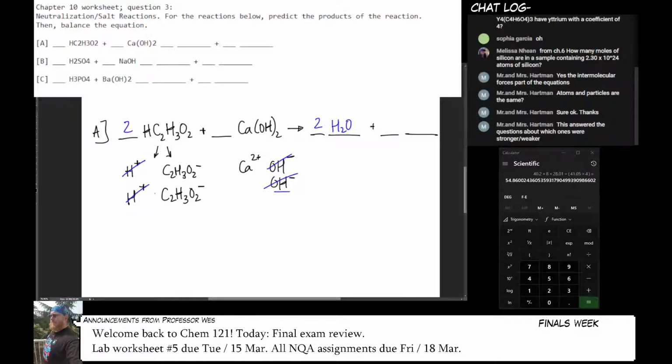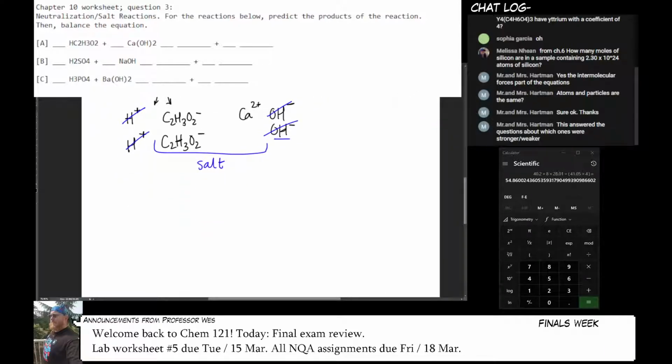And then everything else that's left over must be the salt. So that would be calcium acetate. I had to cram that in there. There's a 2 outside of that parentheses. All right, that was the first one.